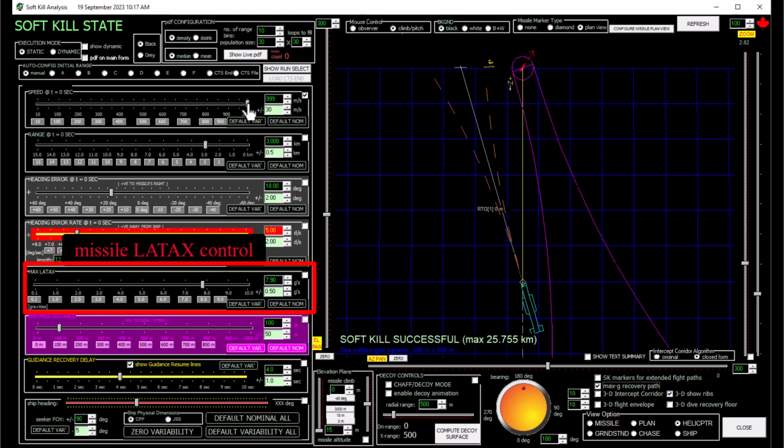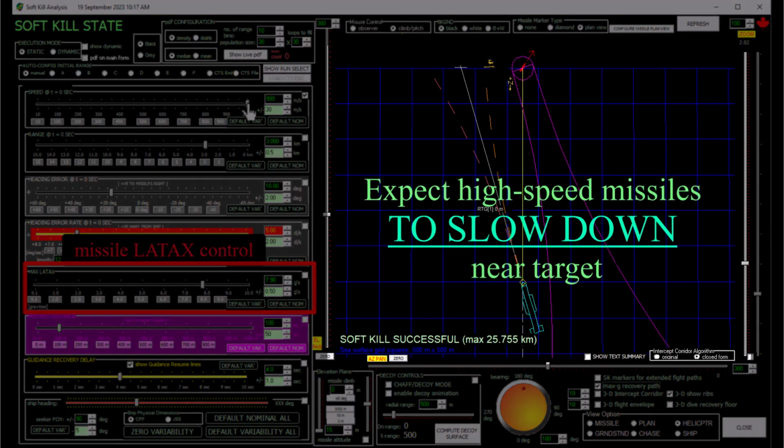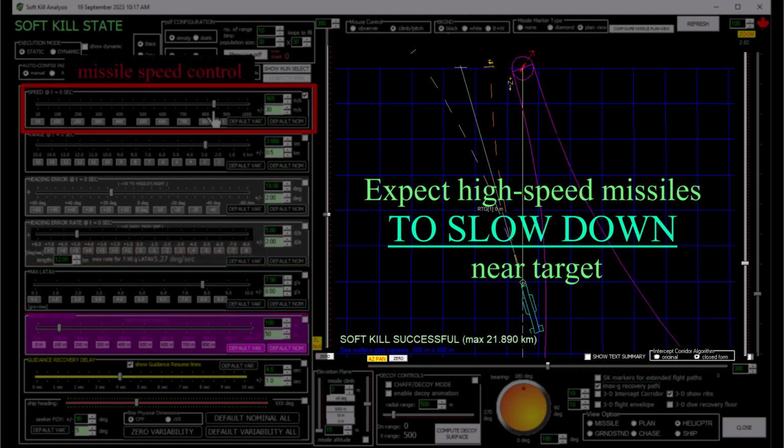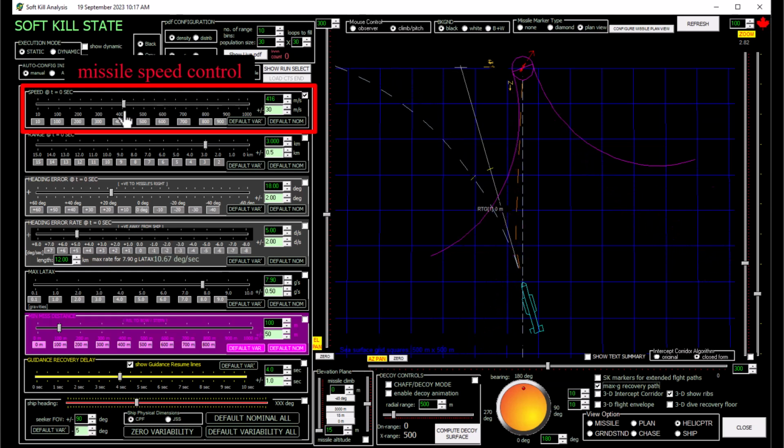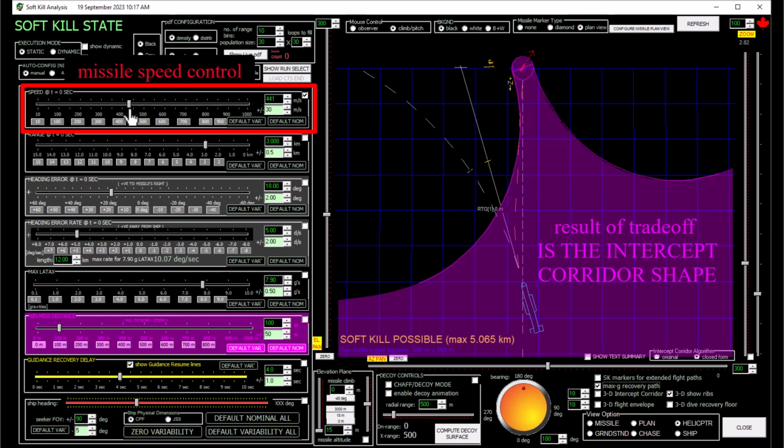So based on the intercept corridor formulation and principles, I expect a hypersonic missile to slow down when it gets close to the target so it can get the most out of the maneuverability of the maximum lateral acceleration that the designers have put into the airframe. Maybe the missile flares its fins a bit near the end to slow down. The idea is that the missile speed and lateral acceleration can be traded against each other to make it as easy as possible for the missile to hit the target, and the trade-off creates the shape of the intercept corridor.